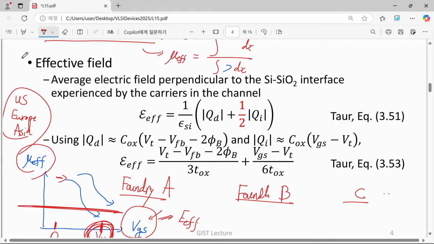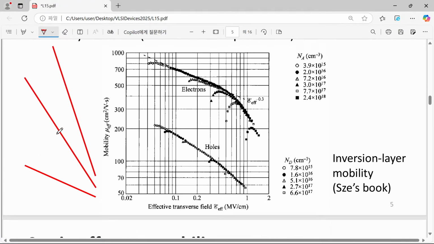behavior. So you can find it here. This is, at the time, their best data. You can see that here we have the effective electric field instead of just gate-source voltage, and here we draw the effective mobility. In this case, they actually have different substrate doping. This is for NMOSFET and this is for PMOSFET.